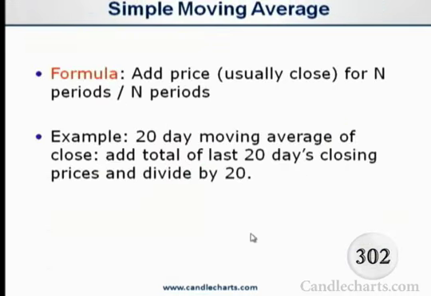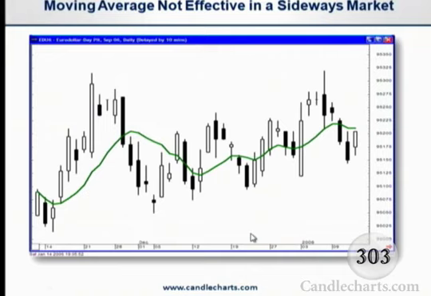So here, moving average, the oscillators are more effective in lateral markets. Moving averages are better in trending markets.